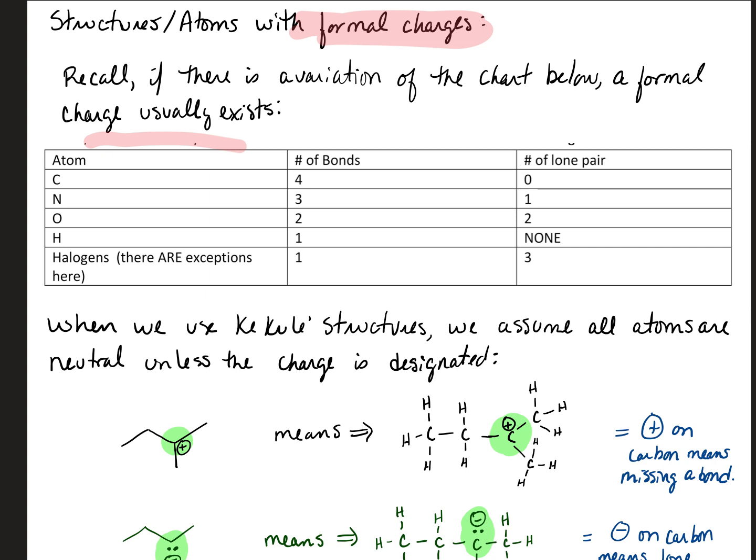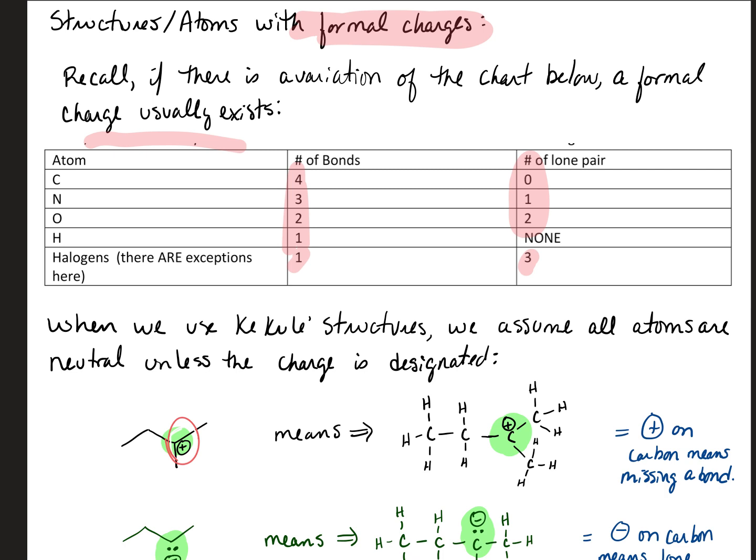And then lone pairs are also important. So these need to correlate with one another, right? Though there are exceptions with halogens, generally speaking, they have 1 bond with 3 lone pairs. So when we're using Kekulé structures, we need to figure out how to designate that you have a charge somewhere. If you see a little circle with a charge inside, that means that there's a charge on that atom.